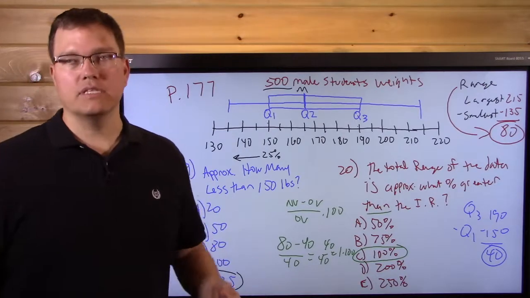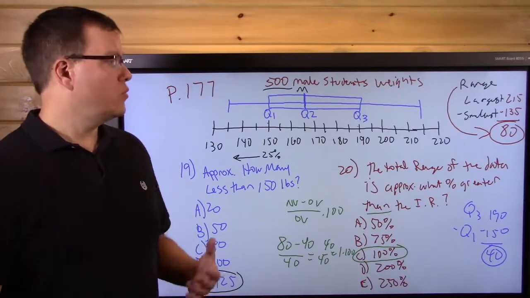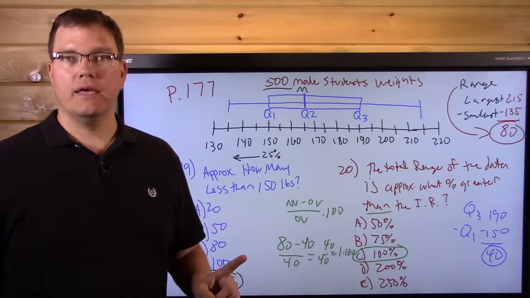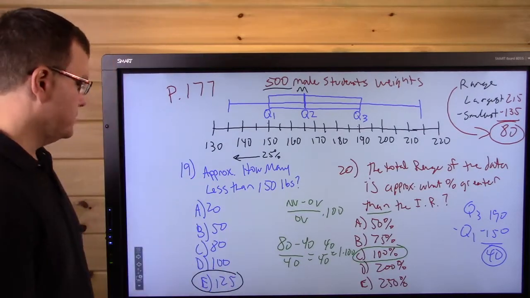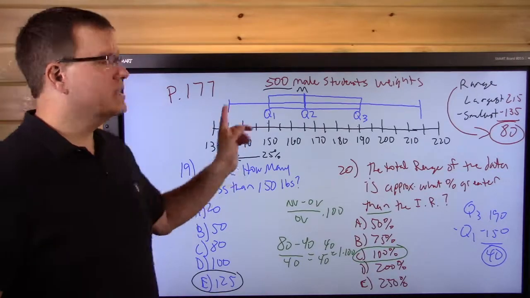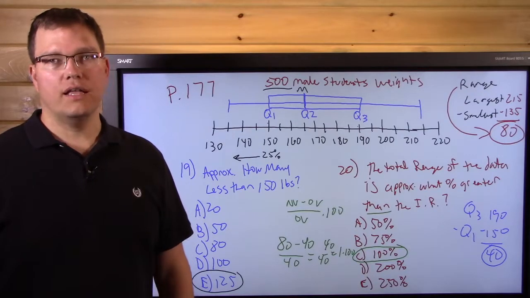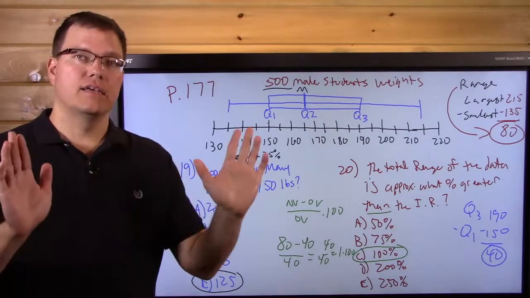When you double something, when it's twice as big, it's 100% greater. Twice as big, 100% greater. Okay? So that is the box and whisker. That is the interquartile range, and that is it for book 6.